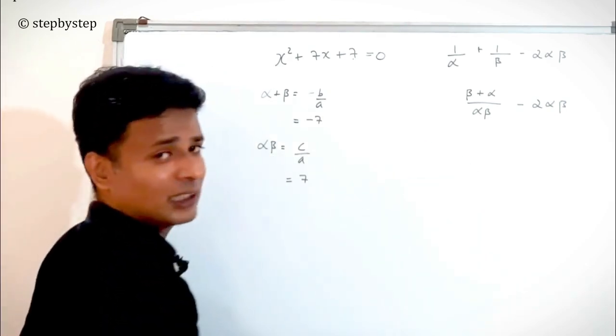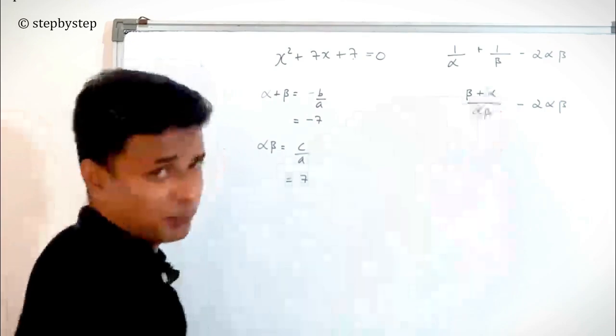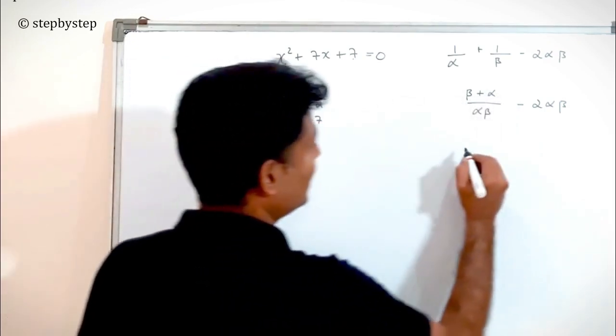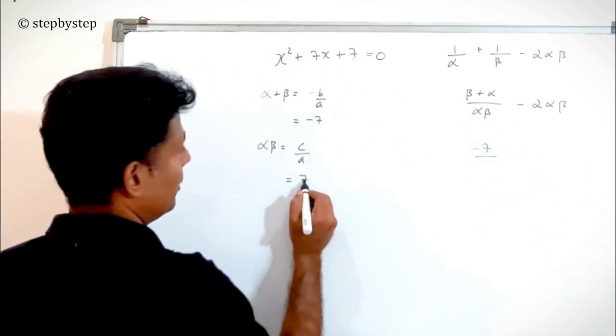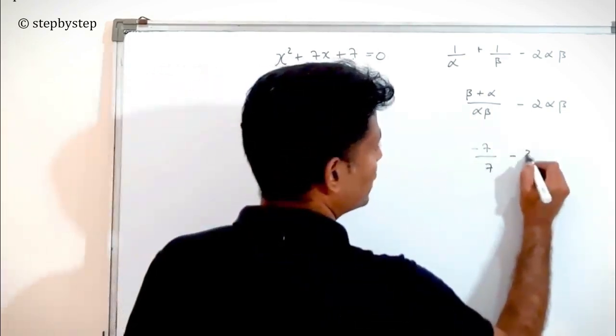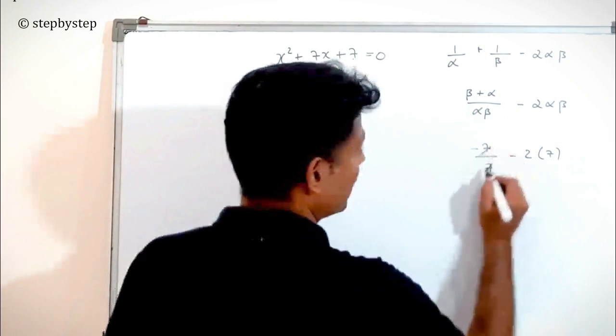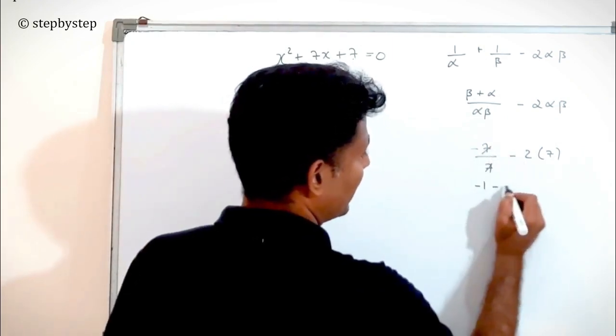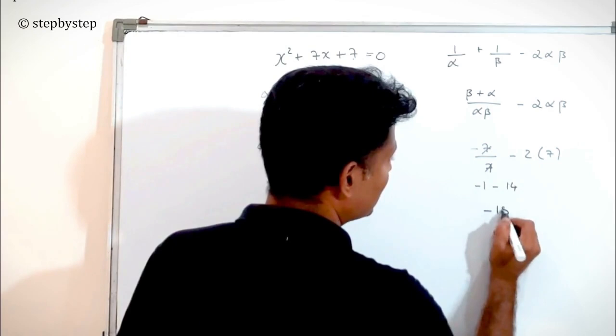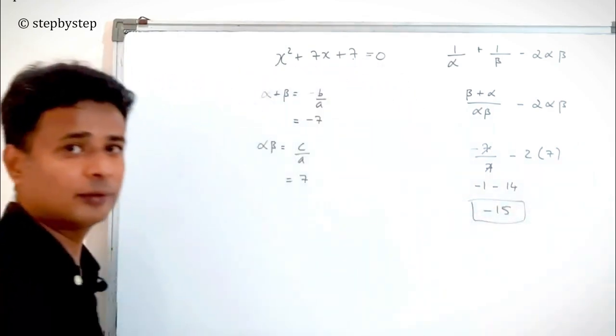So we directly substitute. Beta plus alpha is nothing but alpha plus beta, right? So alpha plus beta is minus 7 by alpha beta is 7, minus 2 into alpha beta is 7. So it becomes minus 1 minus 14. So the answer is minus 15.